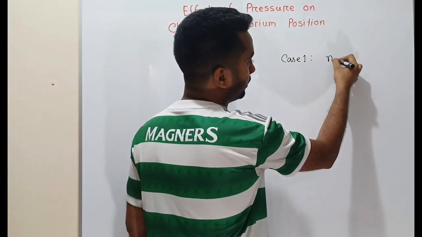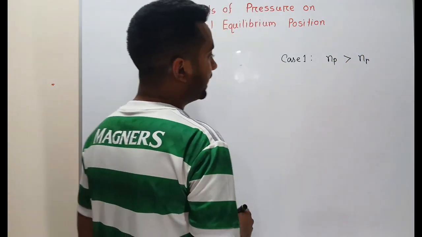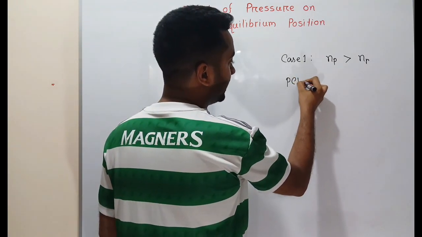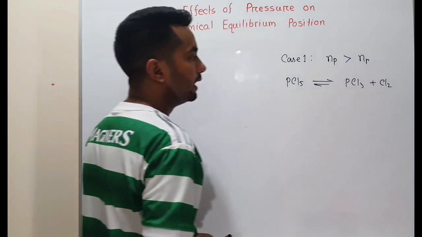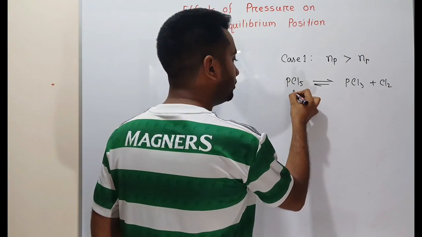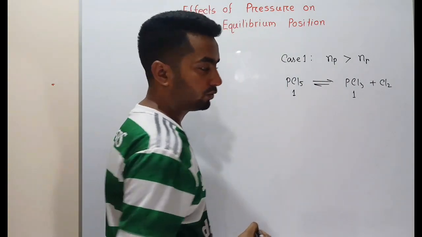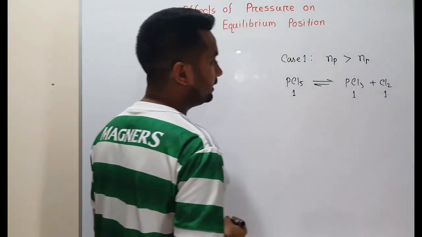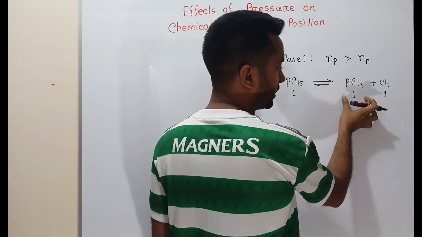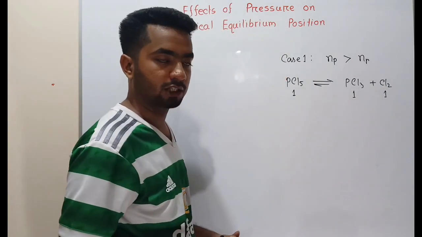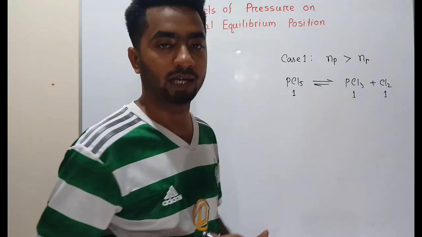when the number of mole of products is greater than the number of mole of reactants. Let's consider an example. In a system, phosphorus pentachloride reacts to produce phosphorus trichloride and chlorine gas. We can see that one molecule of phosphorus pentachloride is producing one molecule of phosphorus trichloride and one molecule of chlorine. That means 1 mole of phosphorus pentachloride reacts to produce 1 mole of phosphorus trichloride and 1 mole of chlorine gas. That means the number of mole of products is greater than the number of mole of reactants.